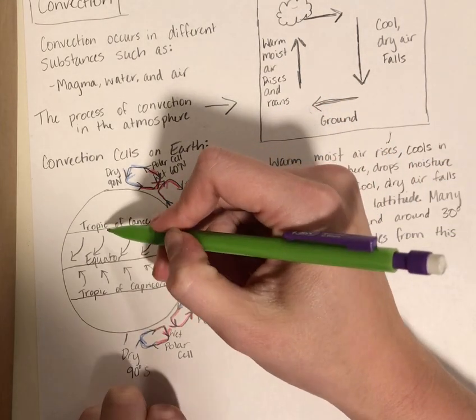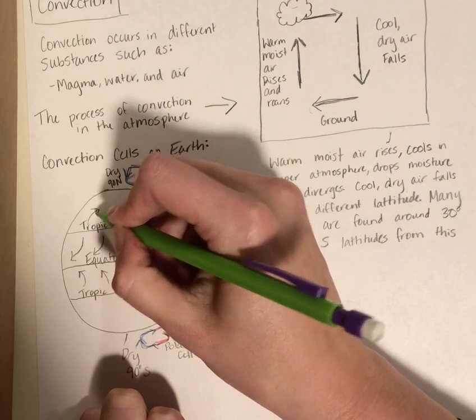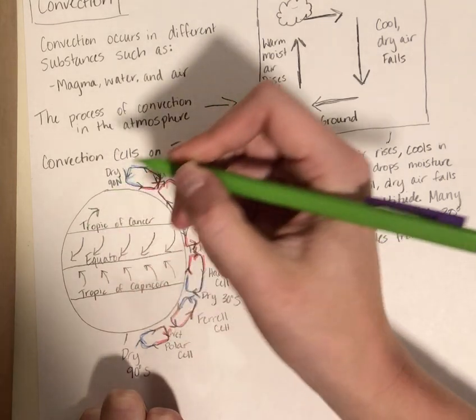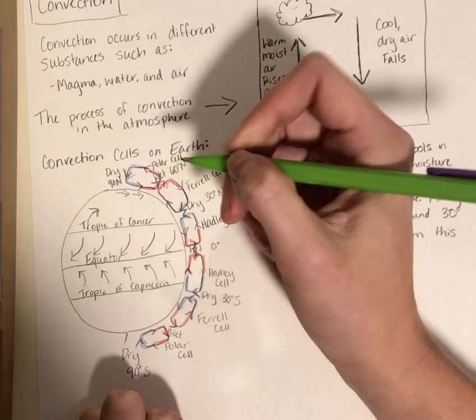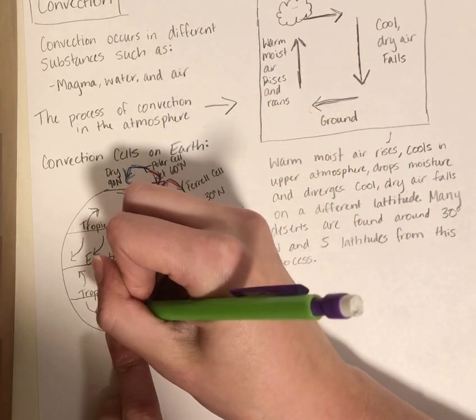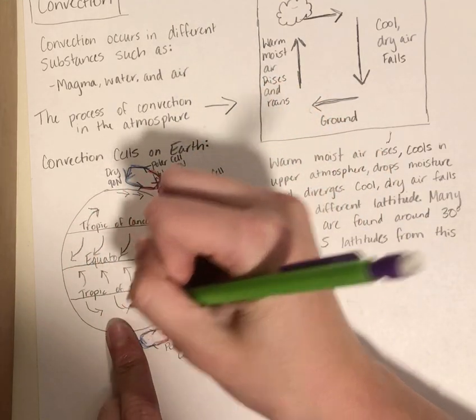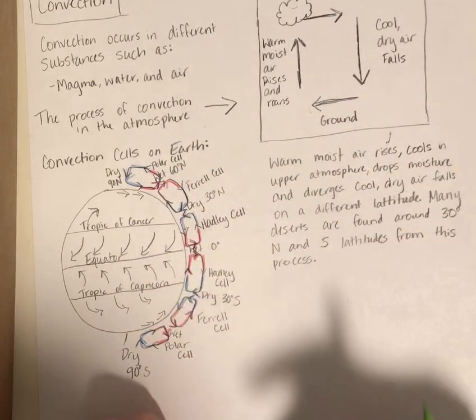Above the Tropic of Cancer, going towards our pole, the air is going up and towards the right. And up here, it's going towards the right. Below our Tropic of Capricorn, it's going down and to the right. And right here, it's going to the right. Okay?